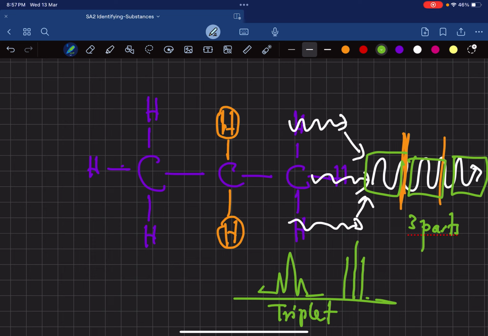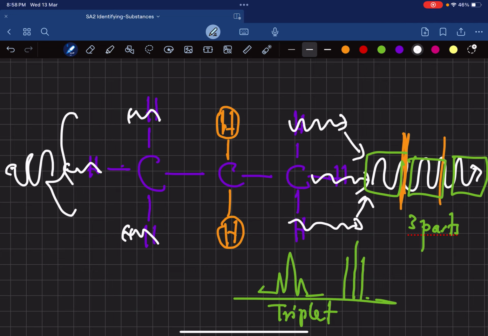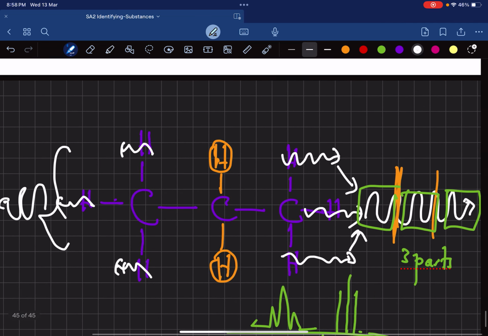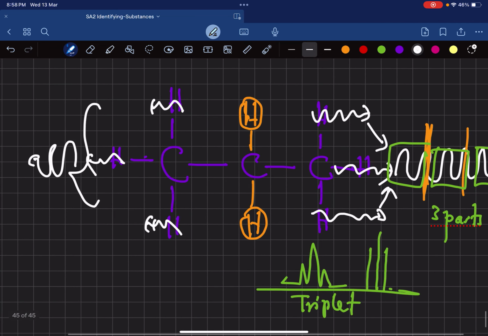And for these hydrogens, the signal is exactly the same. The signals that come out here and here all merge and become one big signal, which is exactly the same. They are both the same frequencies.